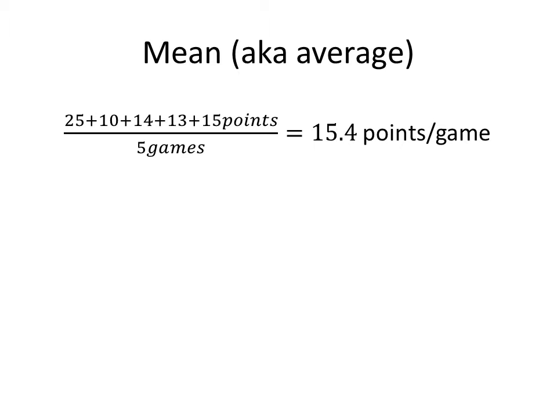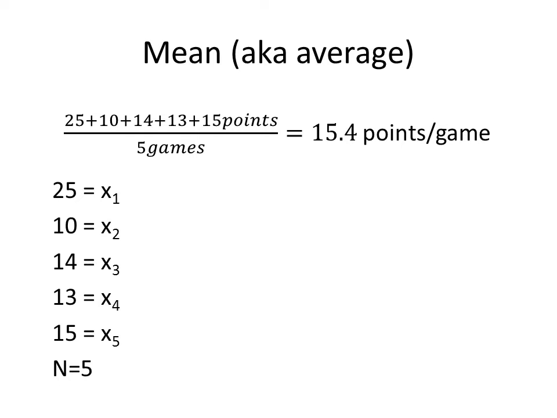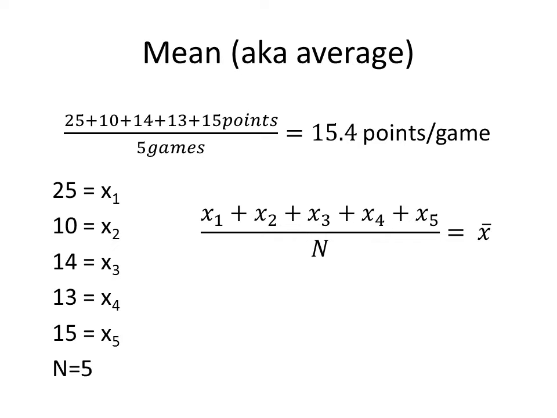We can write this in more general terms. Let's give the points scored on the different game days different variable names. So x1 for the points scored during the first game listed, etc. The total number of data points, which is the total number of games played in this case, is n. I can then write the mean just using variables. Replace the sum with a summation symbol and you have the equation presented to you in the manual.